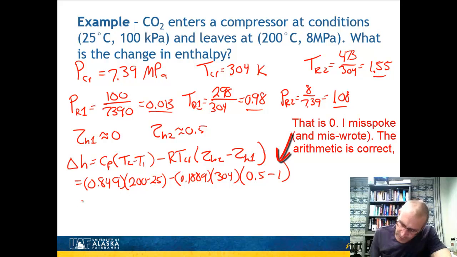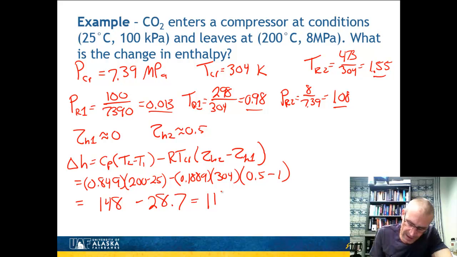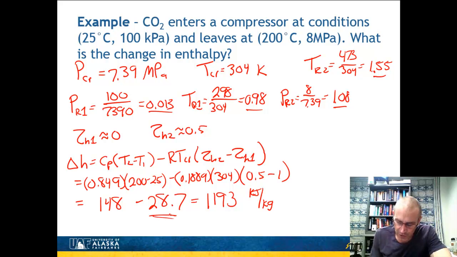And I had 0.5 minus 0. Those two terms right up there: the ideal component is about 148. The non-ideal component that I need to subtract off is 28.7, and so that tells me that's about 119.3 kilojoules per kilogram. So notice that I've got about 1 part in 6 in this departure term. It's not insignificant. It's about a 15% change. Again, this is the ideal component, and then I've got my non-ideal component.